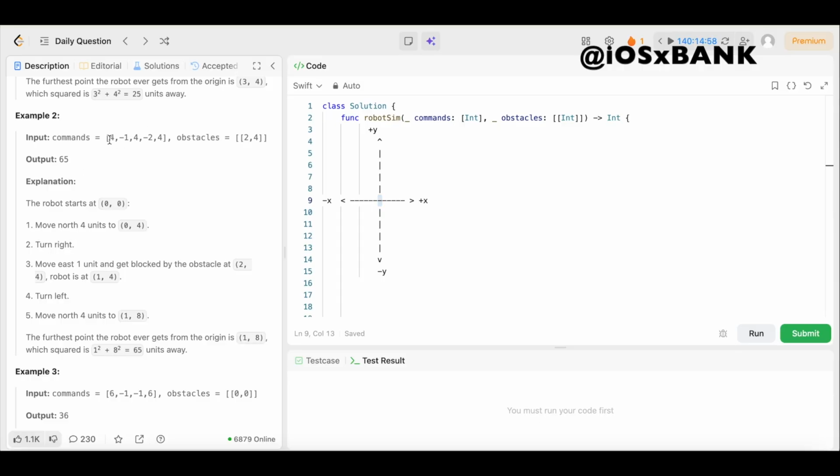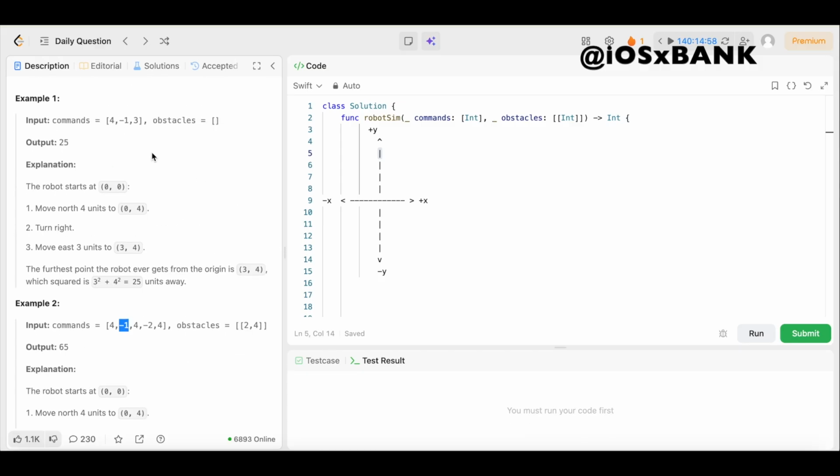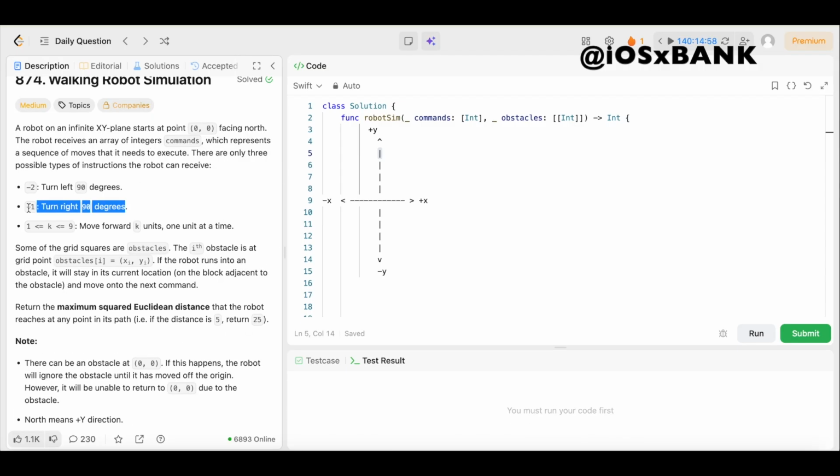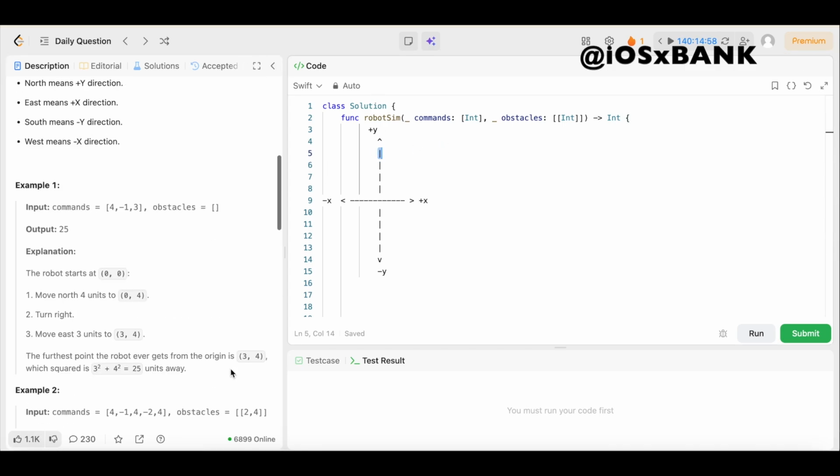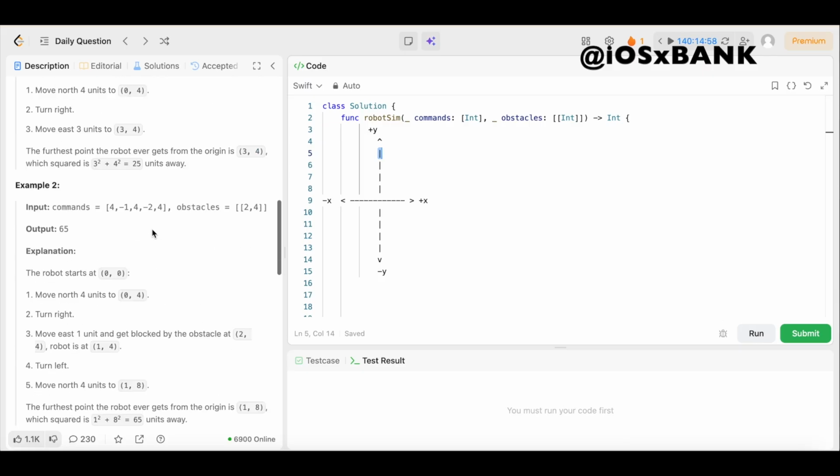So once again, we're going to move north 4 units. So we end up here again. Then after that, we get a -1. We already know from the first example, -1 means we're going to turn right. So we were facing north, now we're facing east. After we turn right, we get another 4. So we're going to move 4 units. Now we're right here. More 4 units to the right.